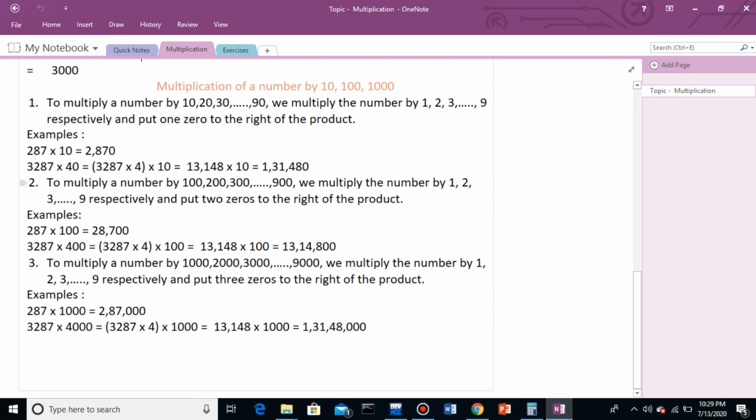Now, to multiply a number by 100, 200, 300 and so on, we multiply the number by 1, 2, 3 and so on respectively, and put 2 zeros to the right of the product. As you can see, after 1 there are 2 zeros, so it becomes 100. Okay, let's take an example.